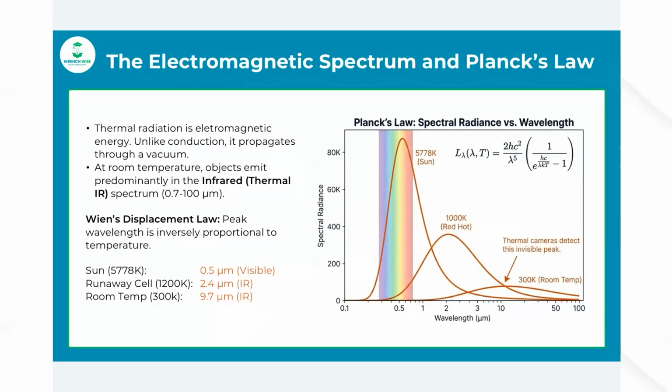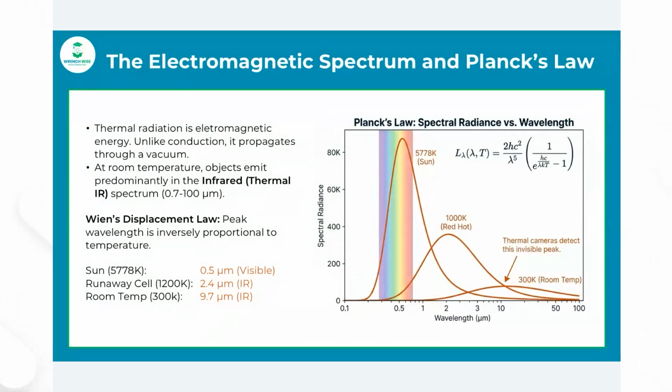Now, coming to your electromagnetic spectrum itself, we are now leaving the world of molecular collisions, this is conduction, and fluid motion, this is convection. Thermal radiation is electromagnetic energy. It follows the same physics as light. This explains why radiation is the only mode that can propagate through vacuum. It doesn't need a medium to carry it.